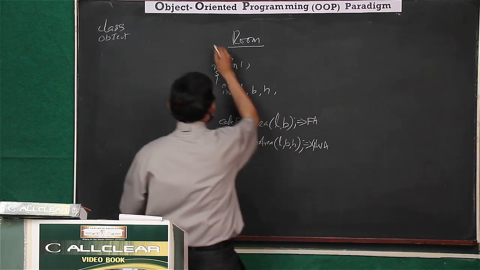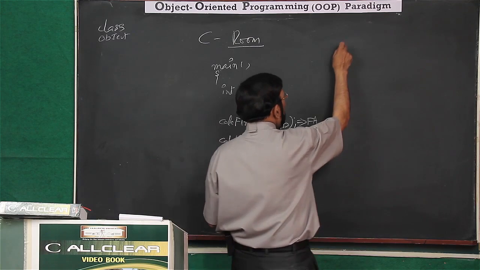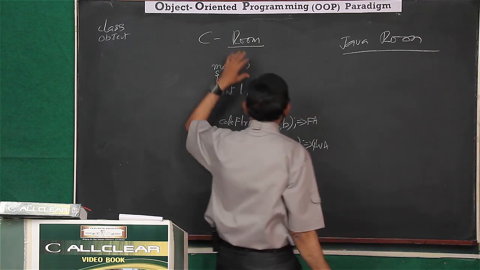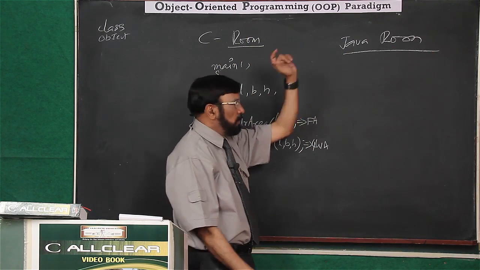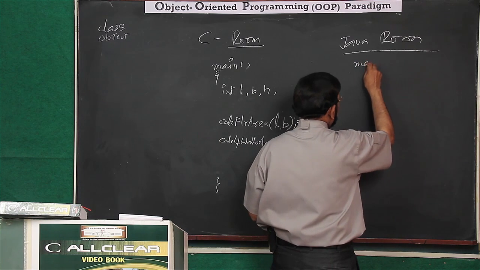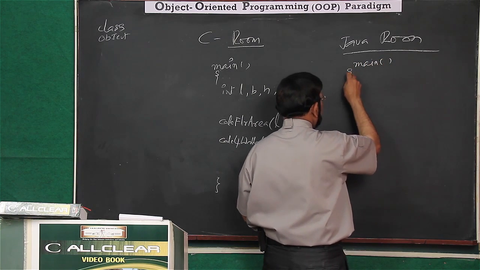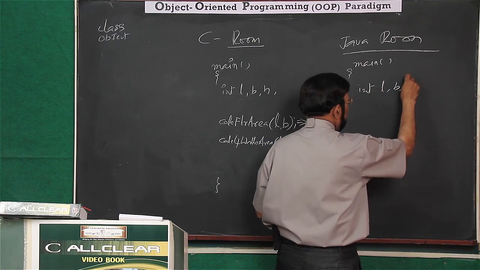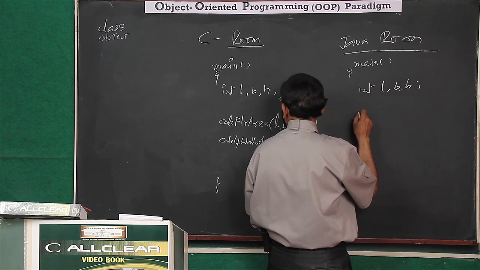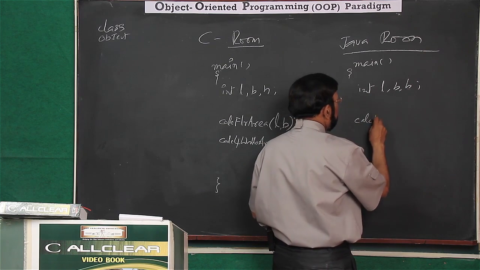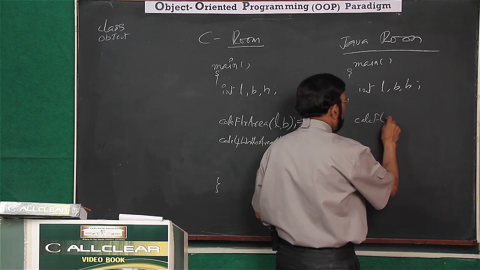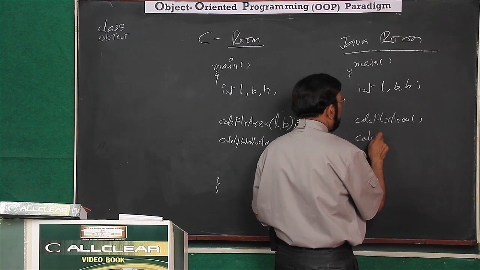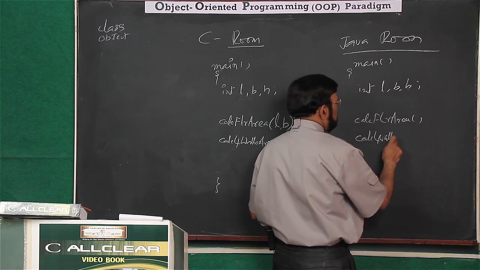This is in C. Now, I write Java room. Simply, this is POP, this is OOP approach. The same thing I write, verbatim. Now, here also int L, B, H. Next, here also calculate floor area, calculate 4 walls area.